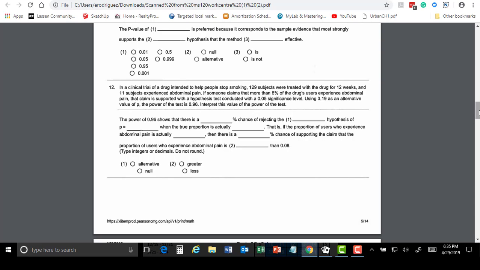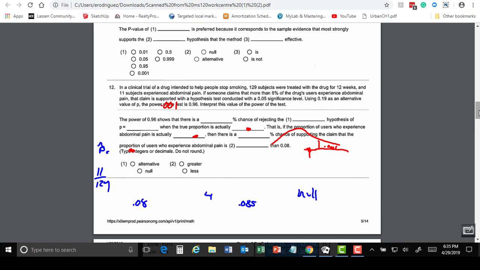Let's see. We have the null. We have 0.9. We have 2 is greater. The proportions, this is supposed to be greater. Okay, so here we had 4%. The power shows that there is a 4% chance of rejecting the null. 4%. All right, and the p-value, I already put it in.